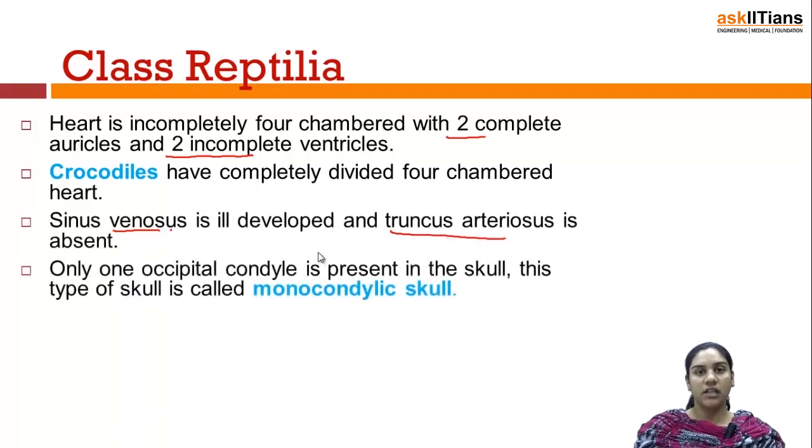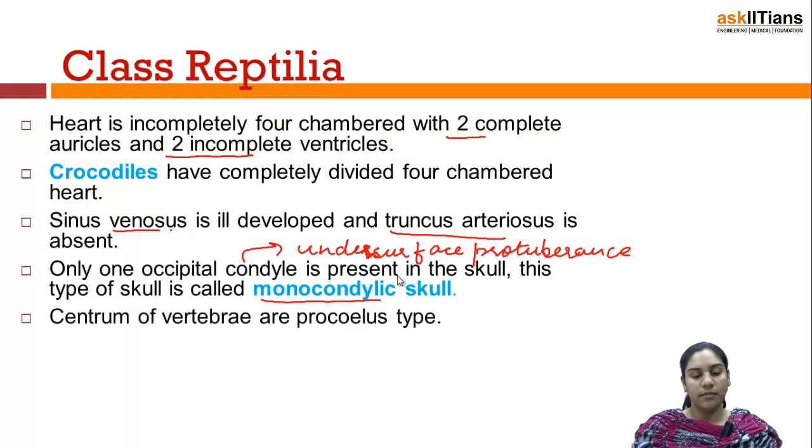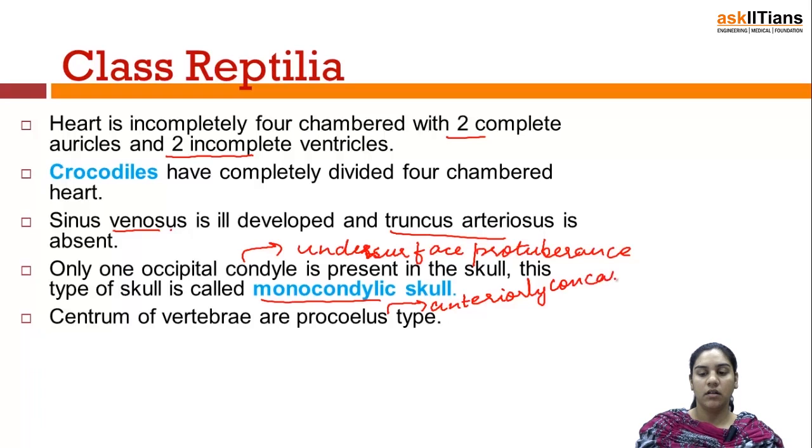There is only one occipital condyle present in the skull. This occipital condyle is an undersurface protuberance present in the skull. So it is 1 in number in case of Reptilia, so they have a monocondylic skull. The centrum of the vertebrae are procoelous type. The procoelous type of the vertebrae is that vertebrae in which the vertebrae is anteriorly concave and it is posteriorly convex.